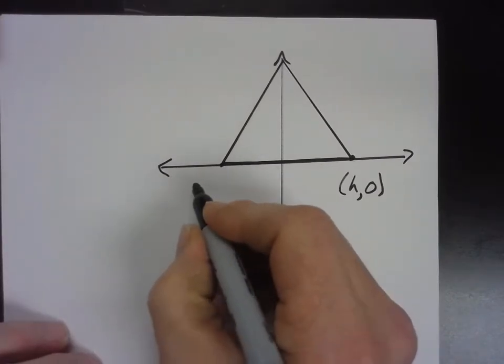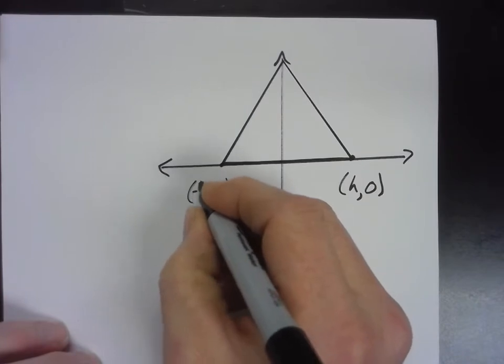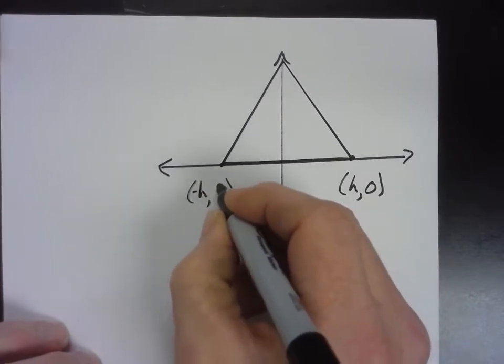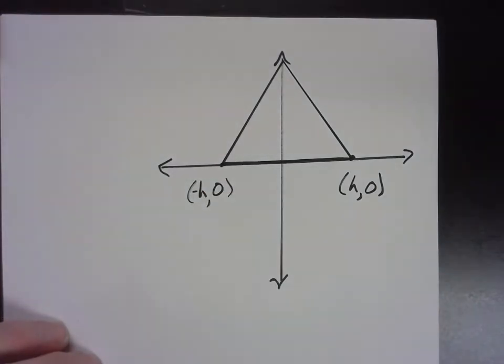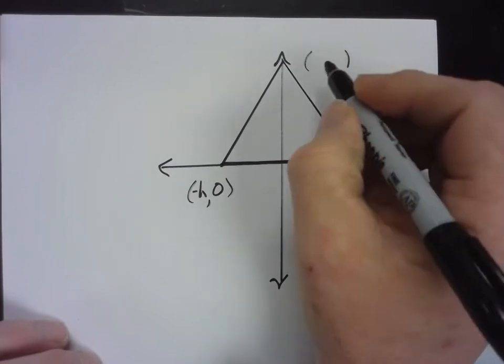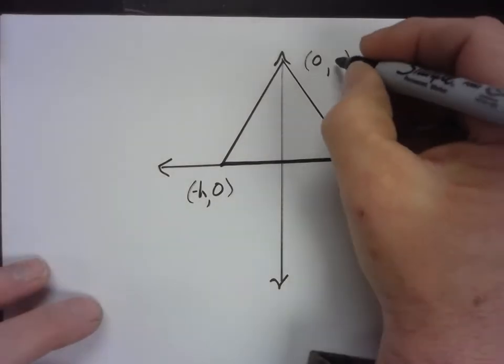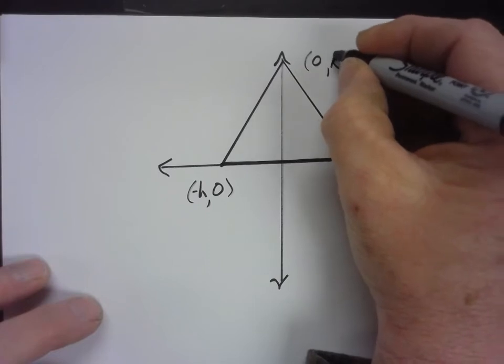And then let's say over here, I tell you this coordinate right here is the opposite of h, 0. You with me so far? And then this point up here, we know its x coordinate is 0. We don't know its y coordinate, do we? I suppose we could just call it y if we wanted to, but maybe I'll call it k, just for something different.